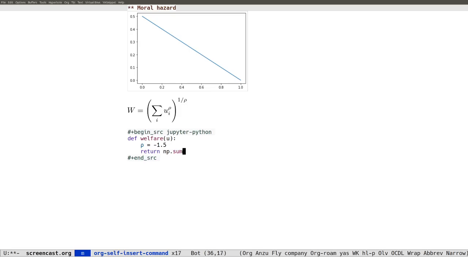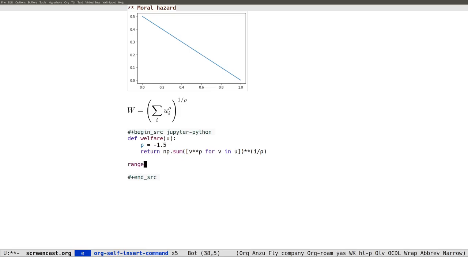And then we're going to implement the utility function that you see here. So we're going to sum v to the power rho for v in the vector u. And then this whole thing will be to the power 1 over rho.